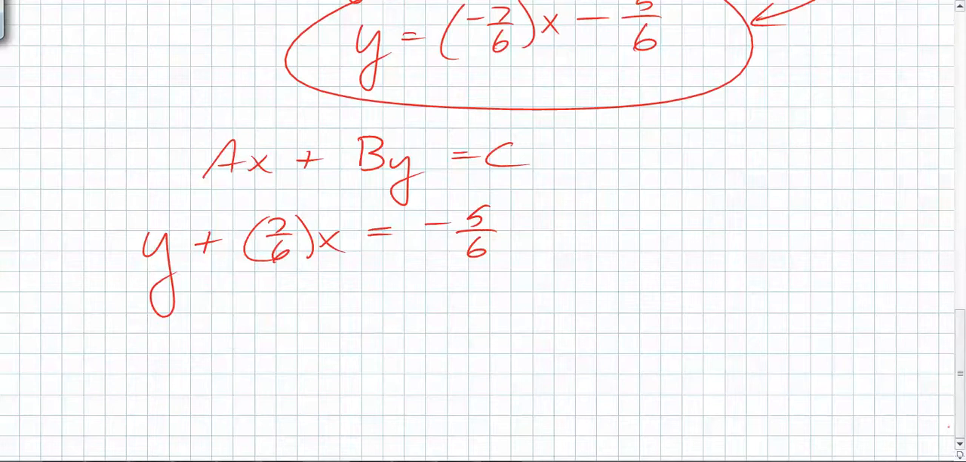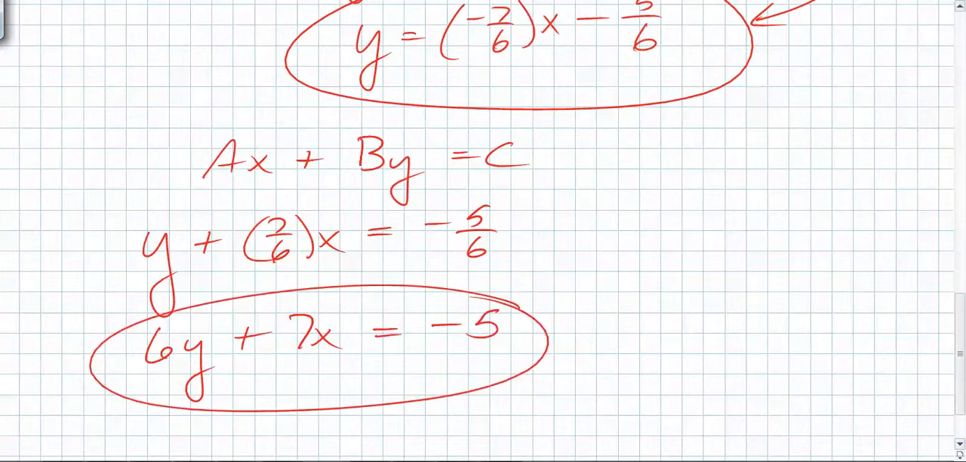I like clean standard form. I want them to be all fractions, so let's multiply everything by 6. 6y plus 7x is equal to -5. So this would be the clean standard form.